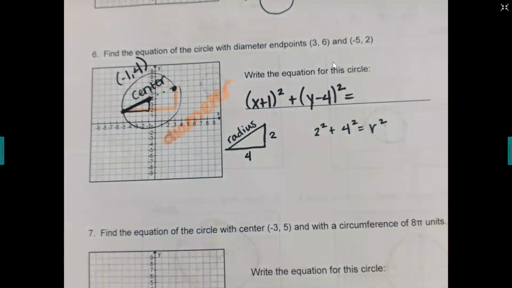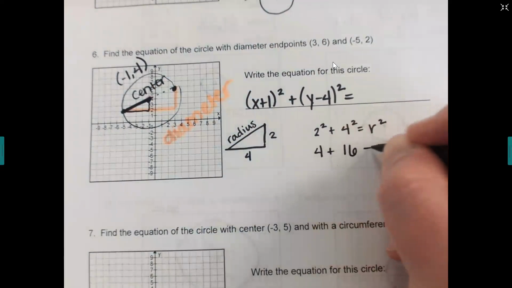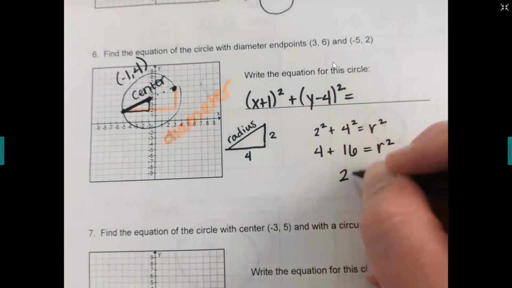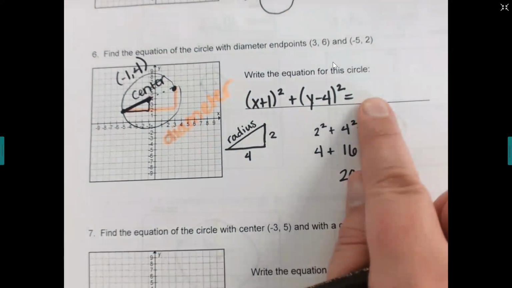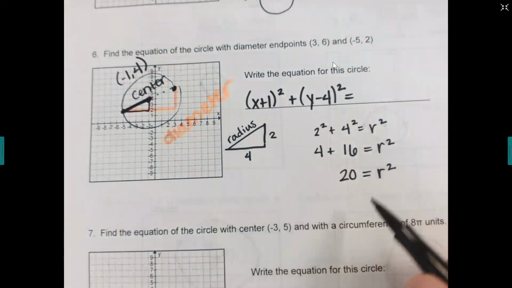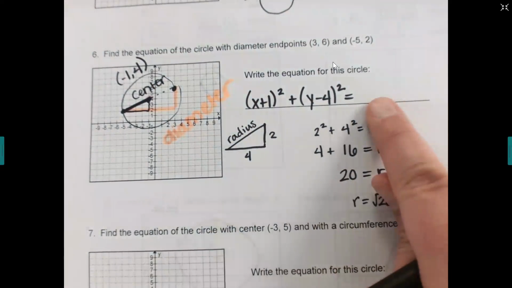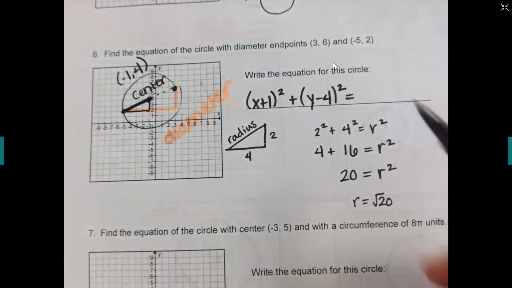What's 2 squared? What's 4 squared? Okay, that's 20. Now, question. Do I need to square root the r to put it in the equation? Okay, if I square root it, I'll get the square root of 20. But then what am I going to put in the equation? Am I going to put r? What am I going to put?